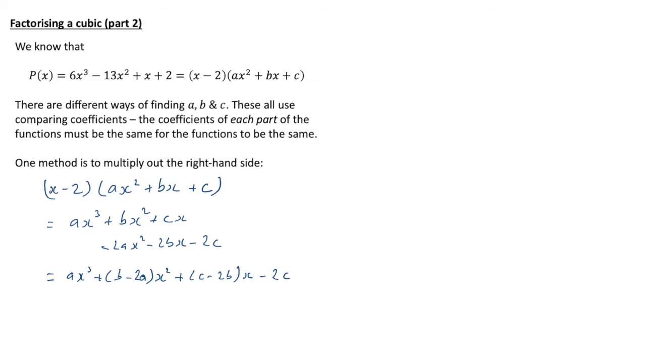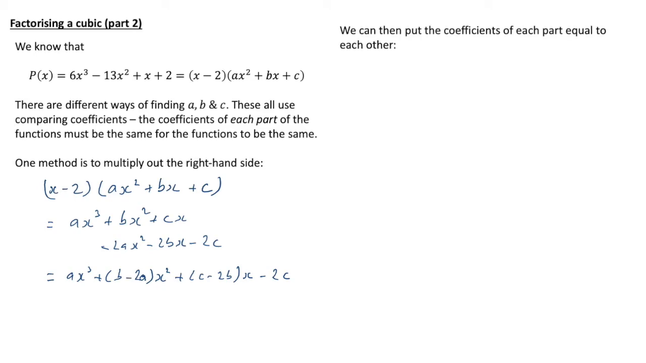So add them all up and we get ax cubed. We get b minus 2a times x squared. We get c minus 2b times x, and we get minus 2c.